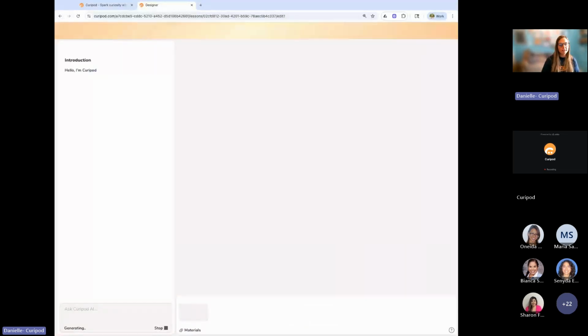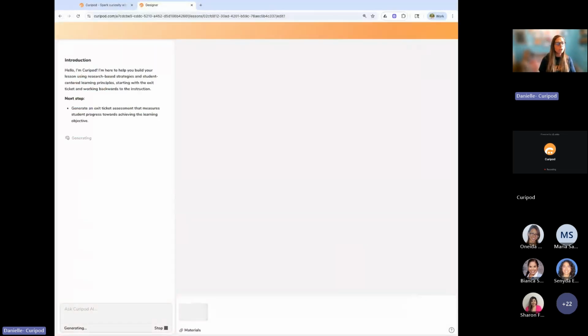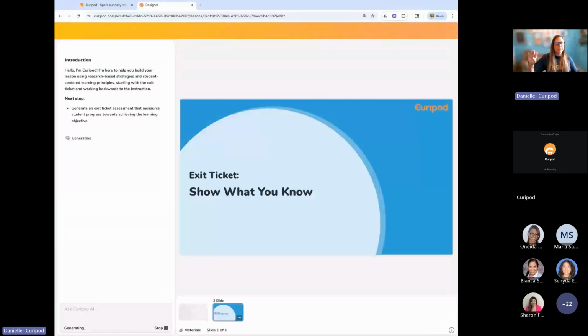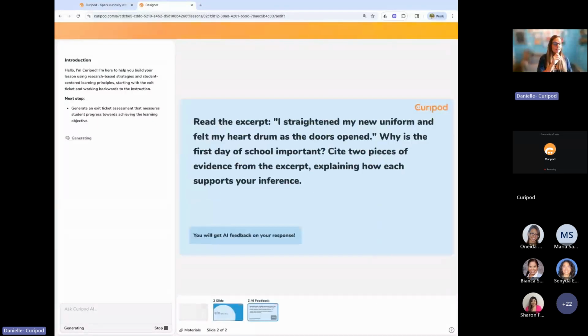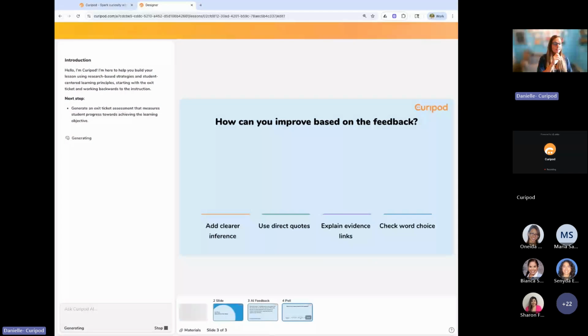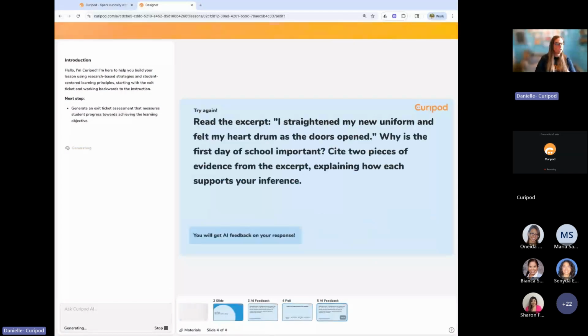So now what you'll notice in Curipod is it's going to generate a lesson. It's always going to start with an assessment. It's going to start with the end assessment, an exit ticket. That exit ticket is going to be a feedback activity similar to what we just did for the STAAR test prep. So it's going to ask the student to complete an assessment. It's going to ask them to reflect on their feedback and rewrite, just like we just did.